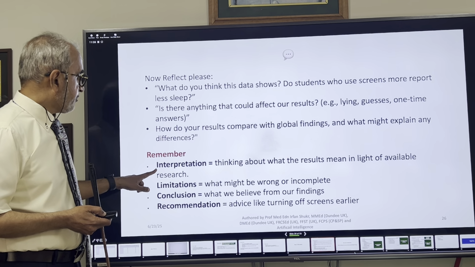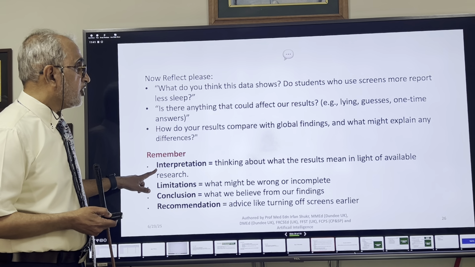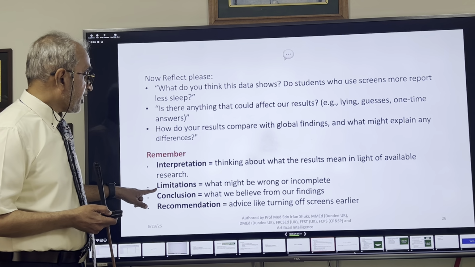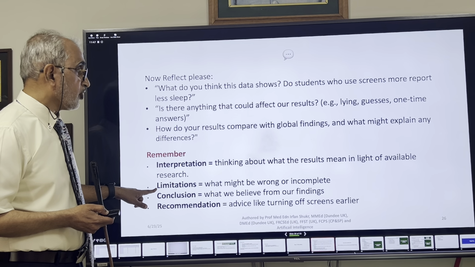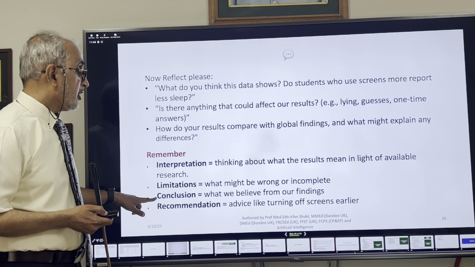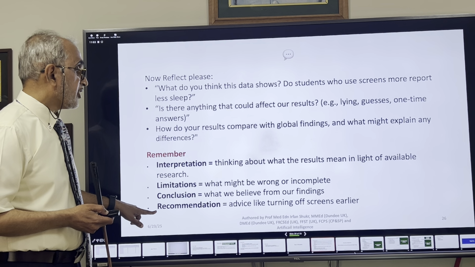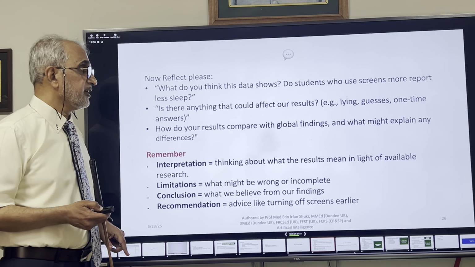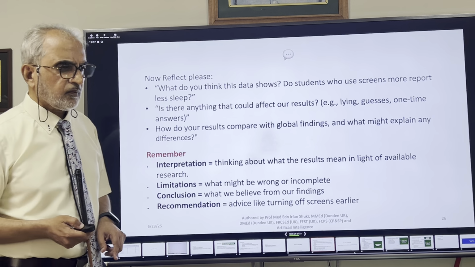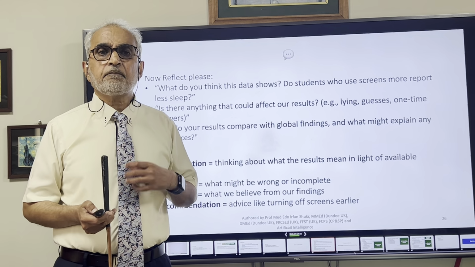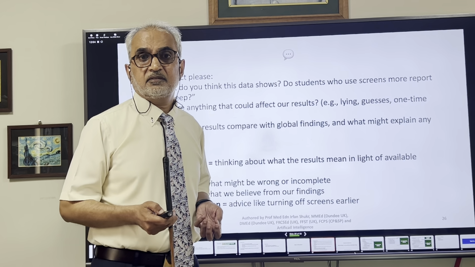Remember, interpretation is thinking about what the results mean in light of available results. Limitation means what might be wrong or incomplete. Conclusion means what we believe from our findings. A recommendation is advice like turning off screens earlier. This is the IMRaD structure, but the important thing is its application.